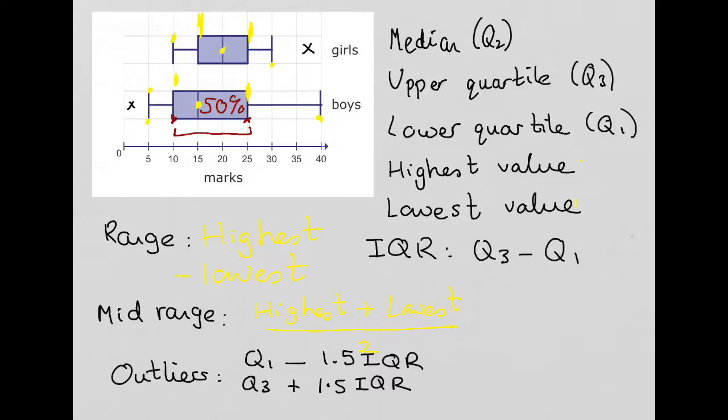So Q3, take away Q1, times it by 1.5, take it away from your Q1, add it onto your Q3, and you get 2 new numbers. Any of your individual values bigger than that or less than that are outliers. You obviously couldn't do it from the box plot, you'd have to have the individual data to do that. So that's box plots. Nothing hugely difficult there, just things to remember really.